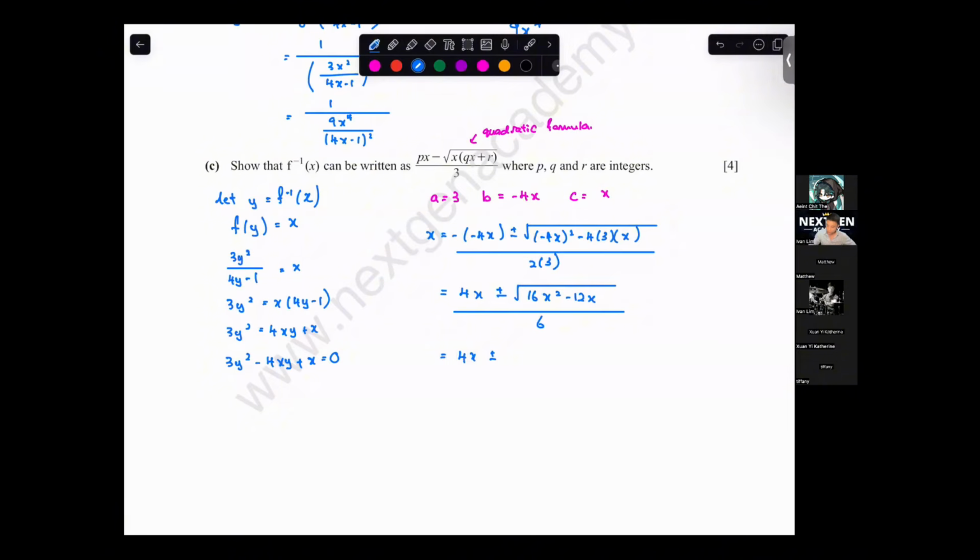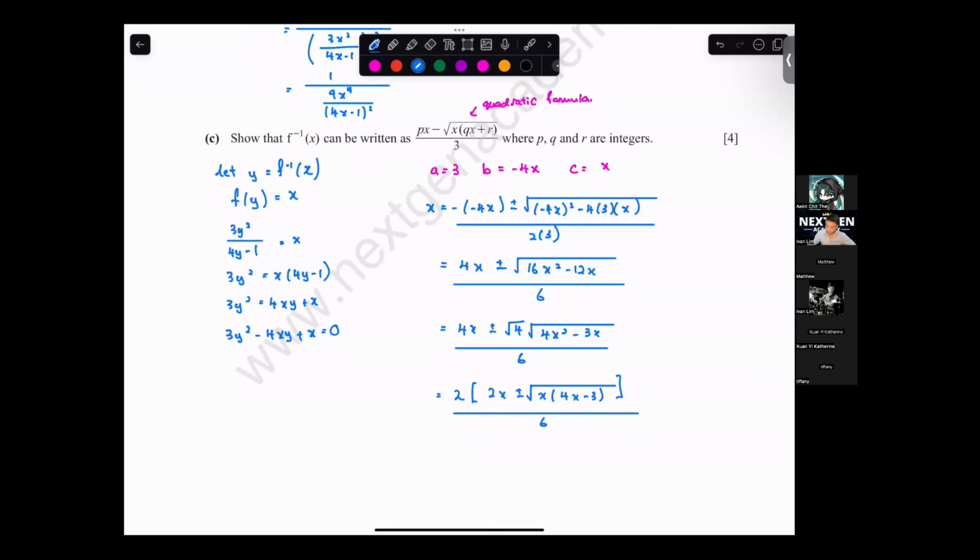I can factorize out 4, square root 4, so square root 4, square root of 4x squared minus 3x over 6. What else can I do? Square root 4 is 2, so I can factorize out 2. Here it becomes 2x plus or minus. You all look at the form that they want. They want you to factorize out the x, right? So here you factorize out x, bracket 4x minus 3, over 6.